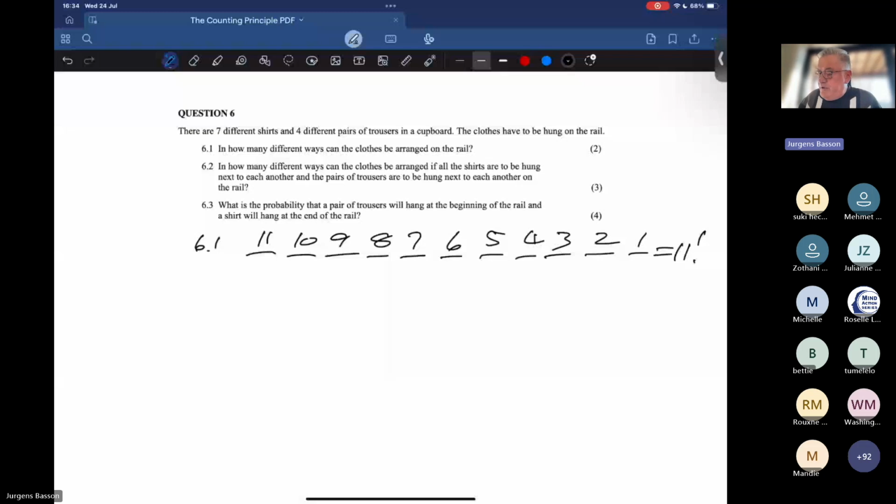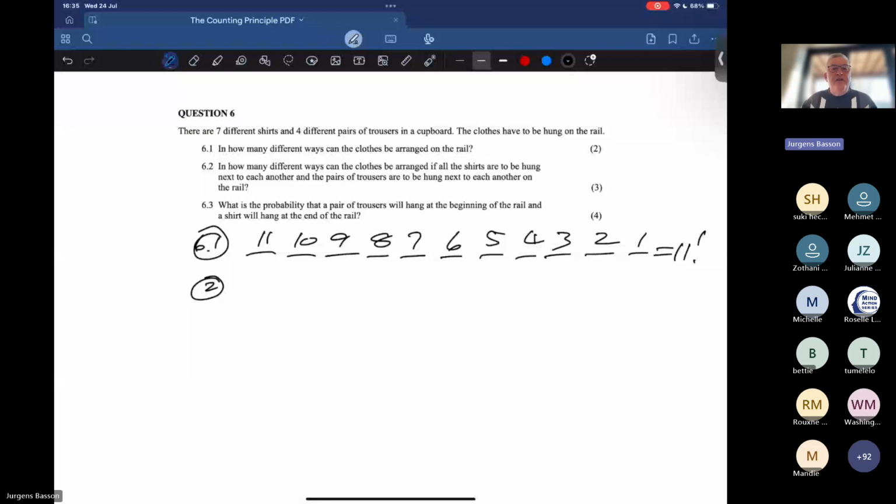When I go to number 2, they say to us, in how many different ways can the clothes be arranged if all the shirts are to be hung next to each other and all the pairs of trousers are to be hung next to each other on the rail? So I hope you will agree. My question when I read this, and I have grade 12s in front of me, I will read it and I will ask, do you agree it's grouping? How many groups? And this one I have 2 groups. You see, it's very clear.